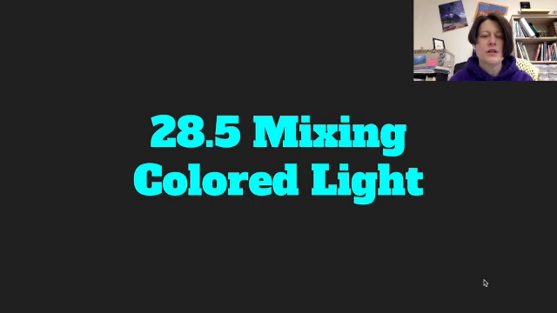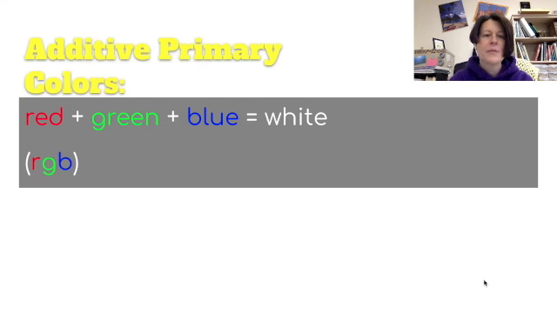So let's first talk about mixing colored light, and we're going to have a lot of fun with this in class. This is one of my favorite things to do. When we mix colors of light, we need to know that we're using the additive primary colors. And the additive primary colors are red, green, and blue. And when you mix those three colors of light together, you will get white.